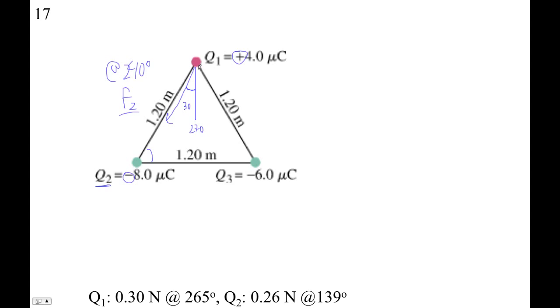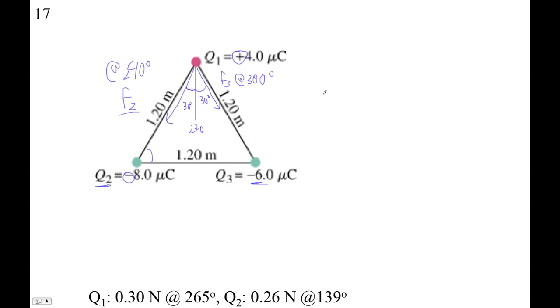Okay. And then there's going to be somewhat less of a force acting this way because this is less charge, but it would still be attracted to that guy. And F3, this is again 30 degrees here. So F3 would be 30 past 270, so that would be at 300 degrees. When we do the vector stuff, that's what we're going to use.